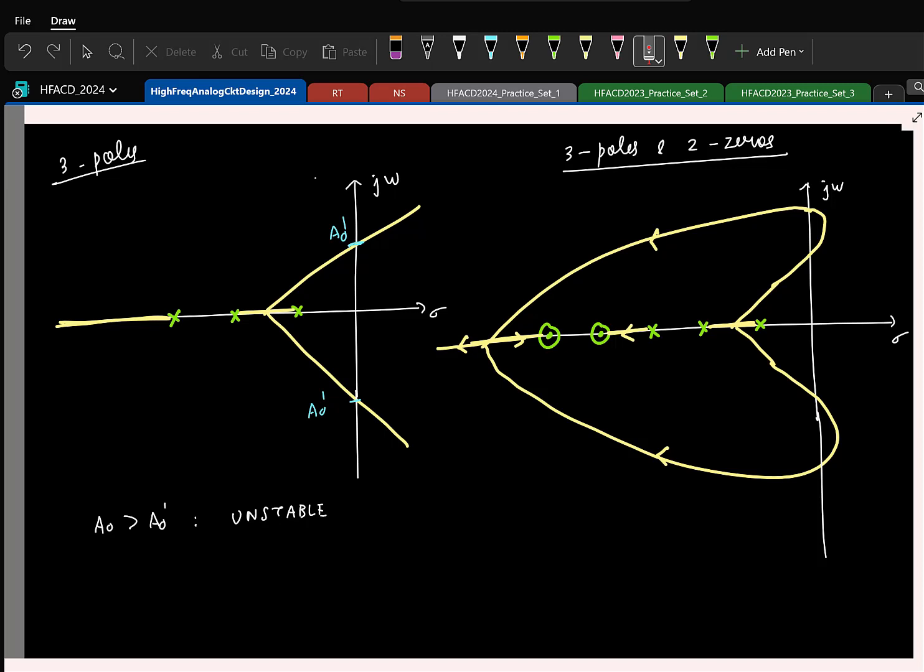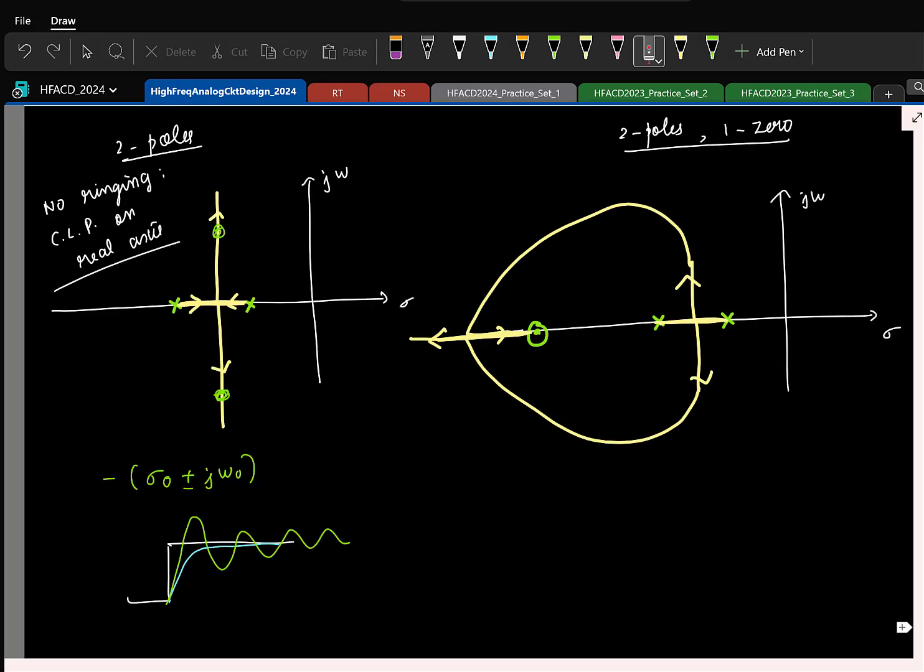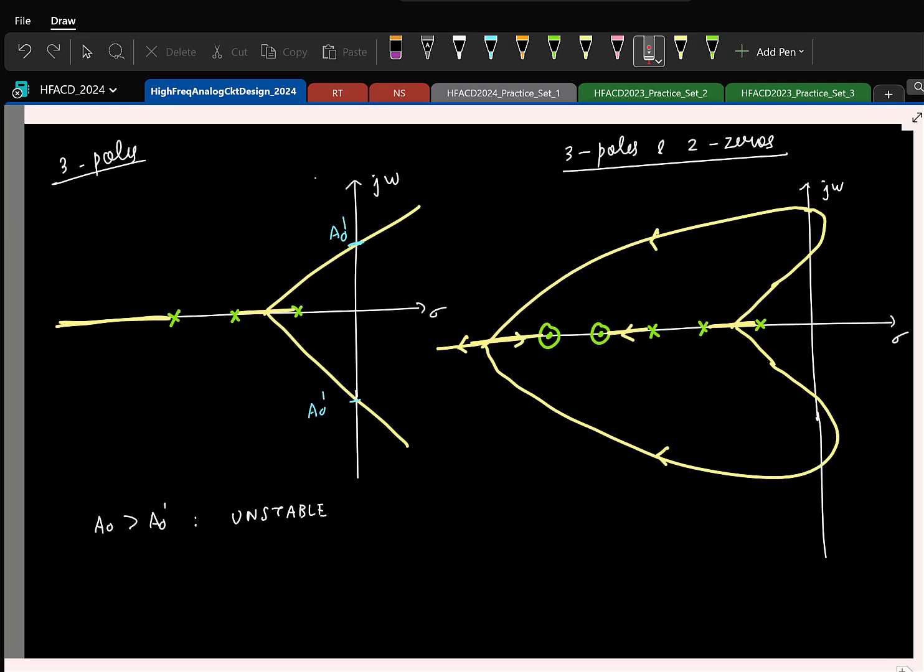So the zeros are basically acting like some kind of magnets. Although the poles were trying to go away, the zero attracts them and brings them back, right? This is something we observed here also in the 2 pole case, right? So that is something we can comment on. If you have left half plane zeros, it might help you in making the overall system stable.